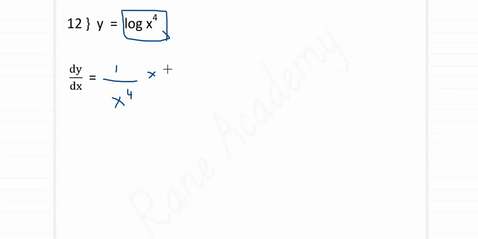It is a power function. So we get 4 x raised to 4 minus 1, that is 3. Now here in the numerator we have 4x raised to 3, and here we have x raised to 4. So x raised to 3 will get cancelled from x raised to 4, and we get the answer as 4 upon x.